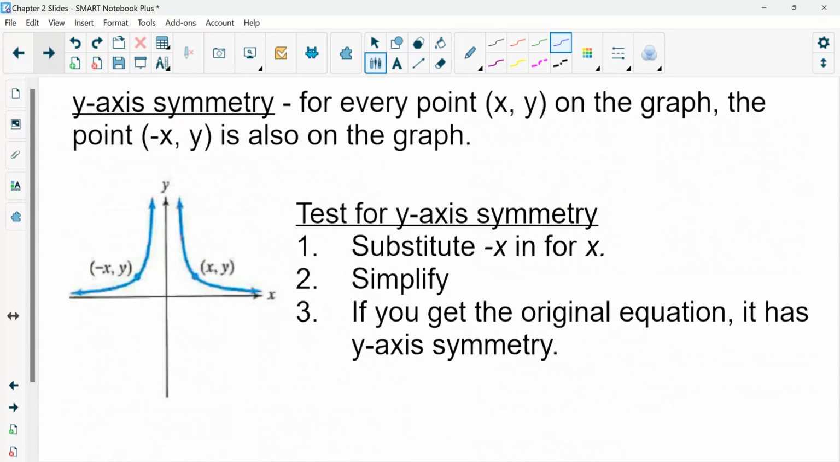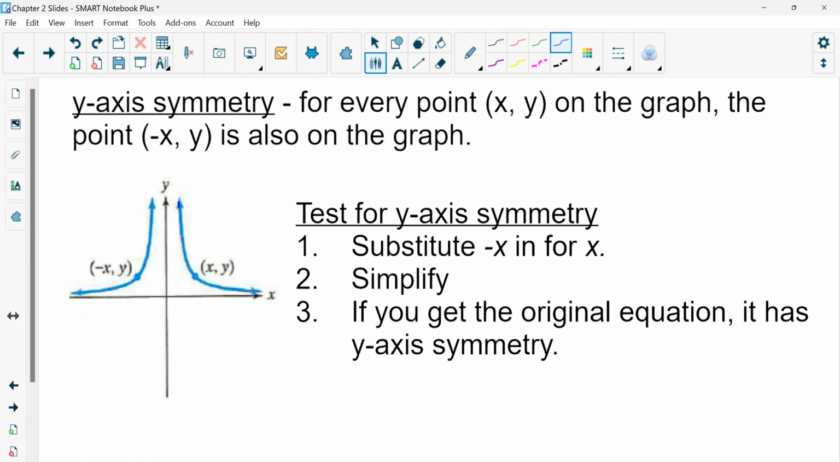All right, so the next thing we're going to talk about in terms of graphs is symmetry, types of symmetry that you have. So the first type of symmetry that we're going to be looking at is y-axis symmetry. So you definitely want to write down how you can figure out if it has y-axis symmetry or not. So you want to write these down so you can refer back. So y-axis symmetry is where if you fold your graph over the y-axis, it would match up onto itself.